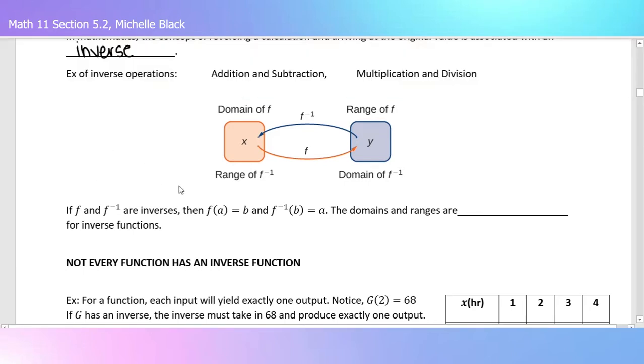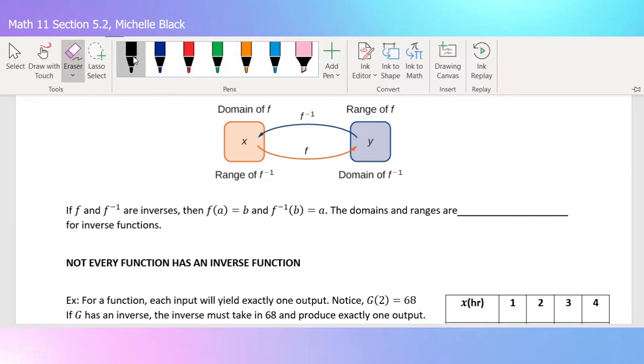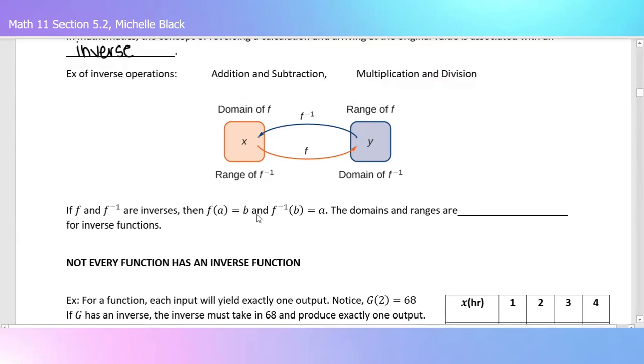So if f and f inverse are inverses, then f of a will equal b, and f inverse of b will equal a. So again, whatever you put in as your input and get back as your output, your inverse will put the output as its input, and its output will be your original input, right? It undoes the work you were doing. So what we saw from this diagram was that the domain and the ranges are interchanged for inverse functions.